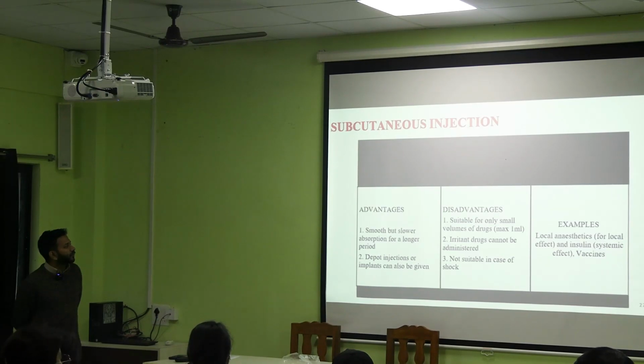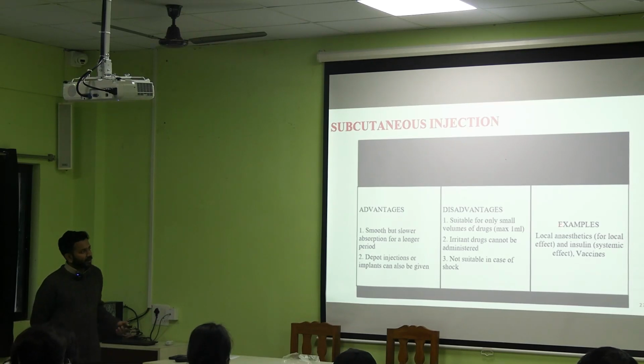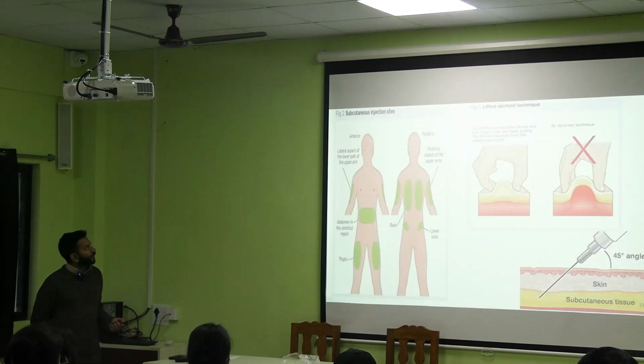Then what are the disadvantages? Only a small volume can be administered, maximum 1 ml. Irritant drugs cannot be administered, and it is not suitable in case of shock. What are the examples? Local anesthetic for local effect, and insulin, vaccines, then heparin is also there. So these are the examples for subcutaneous injection.